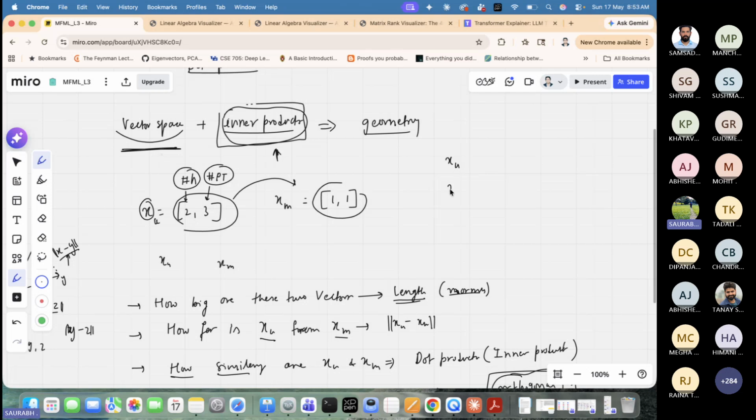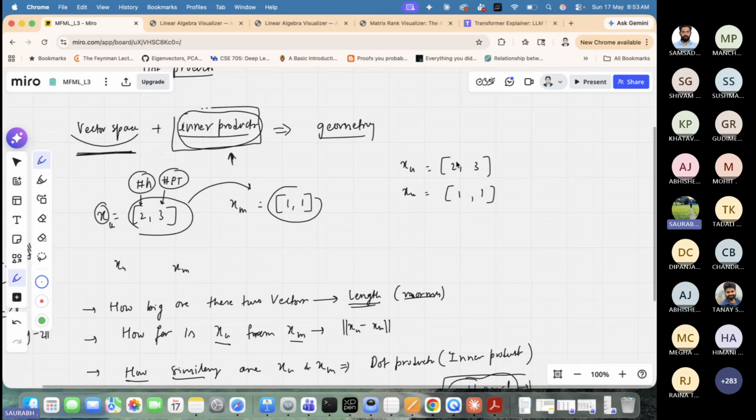XU and XM, these two are, let's say, 2 and 3, and the other one is 1, 1. They seem very dissimilar. One way of understanding that is just comparing the number of hours both of them have studied and the number of test papers both of them have solved, because they are very, very different. You will say that the vectors are different.